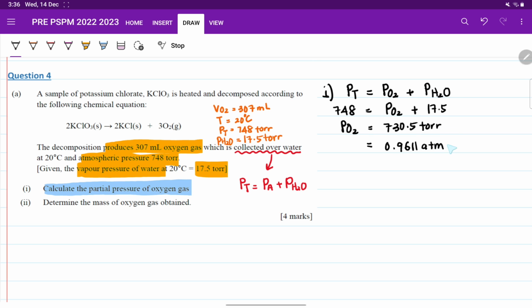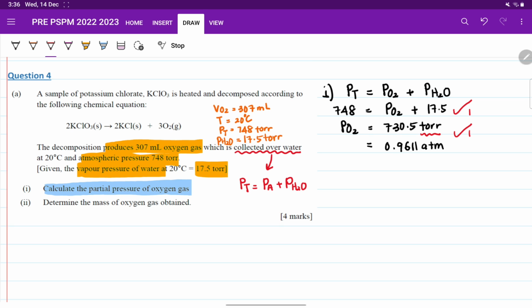Jadi mana-mana salah satu jawapan dekat sini, you will get 1 mark. So there will be 2 marks for this question. First, you will get a mark for the substitution, and another 1 mark for the final answer. So final answer sama ada dalam unit torr ataupun dalam unit ATM, and it must be with unit, insist. So kalau tak ada unit, tak ada markah.